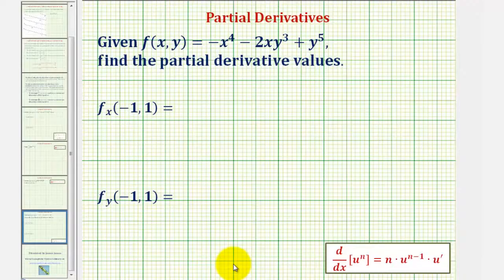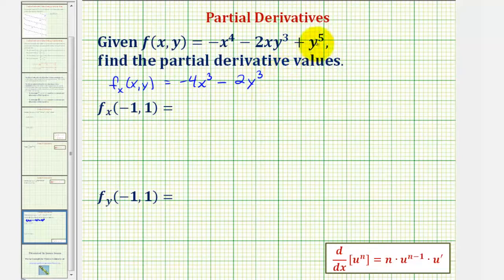So to do this, we'll treat y as a constant and differentiate with respect to x. So we'll first find the partial derivative function with respect to x, and then we evaluate it at negative 1 comma 1. So the partial derivative with respect to x would be equal to the derivative of negative x to the fourth with respect to x, that would be negative 4x to the third, minus the derivative of 2x y to the third with respect to x. So we're treating y cubed as a constant. The derivative of 2x is 2, so we'd have minus 2y to the third.